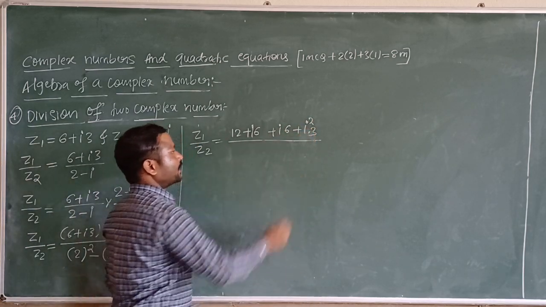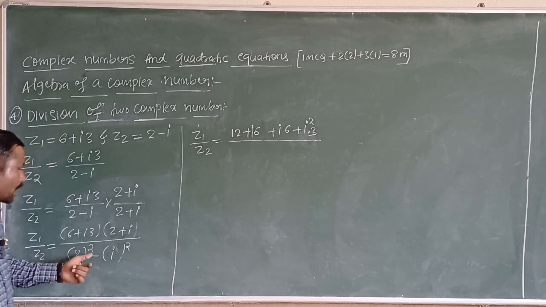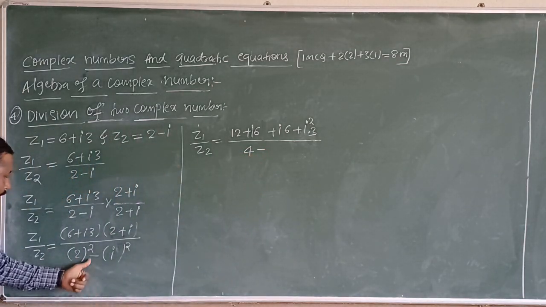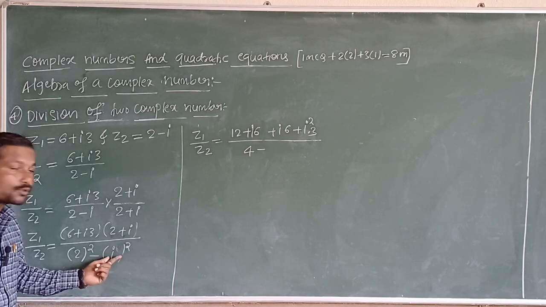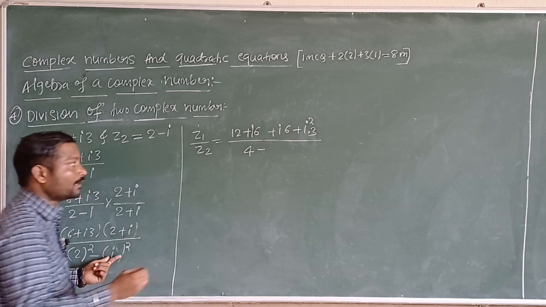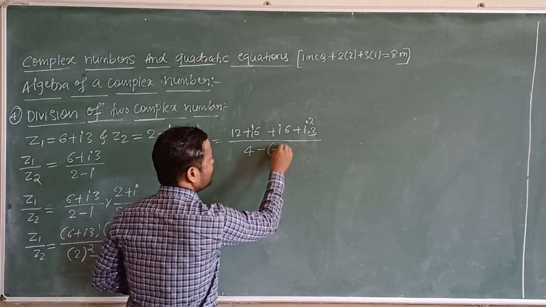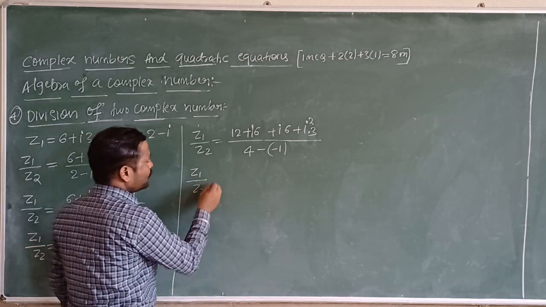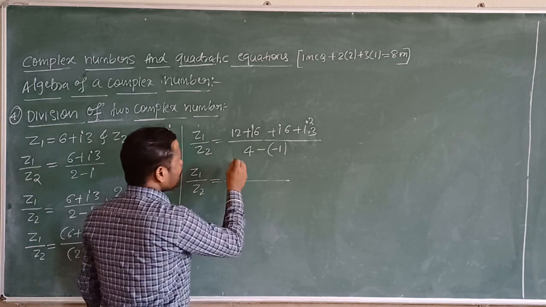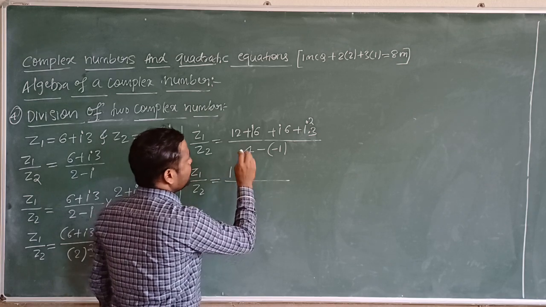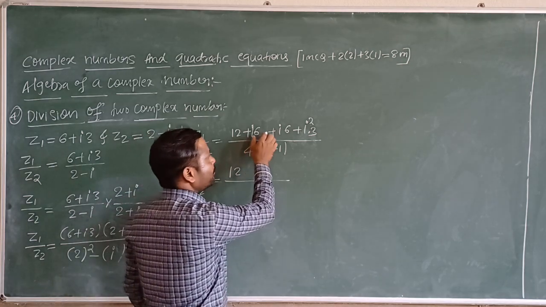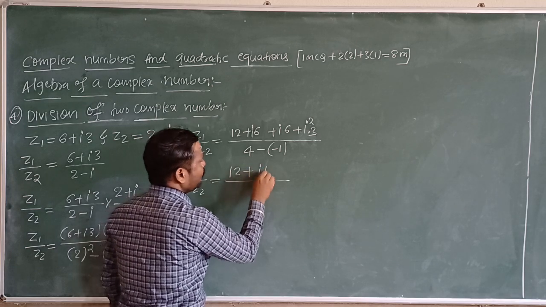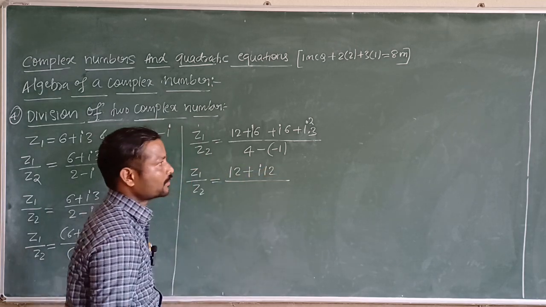Next, go for the denominator: 2 square value is 4 minus, as it is, i square. What is the i square value? The power of iota, i square value is minus 1. Then z1 divided by z2 is equal to 12 as it is; see here, 6i plus 6i becomes 12i. Clear?